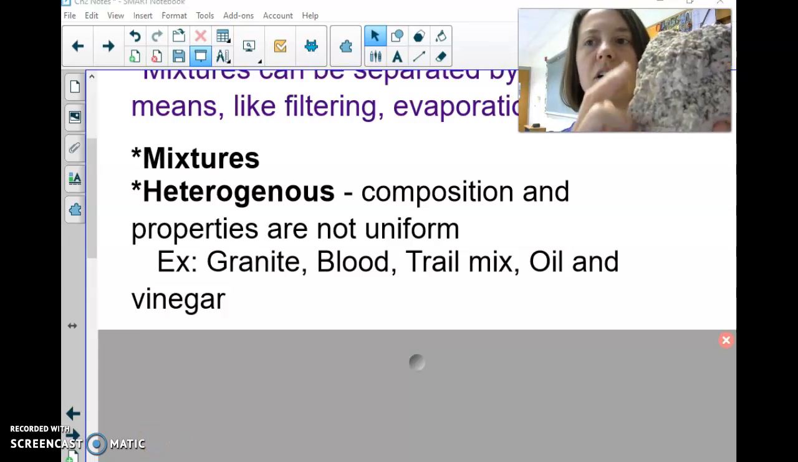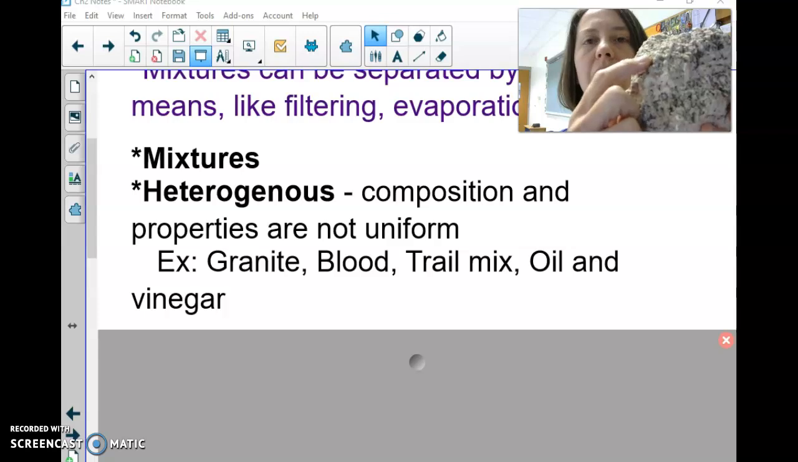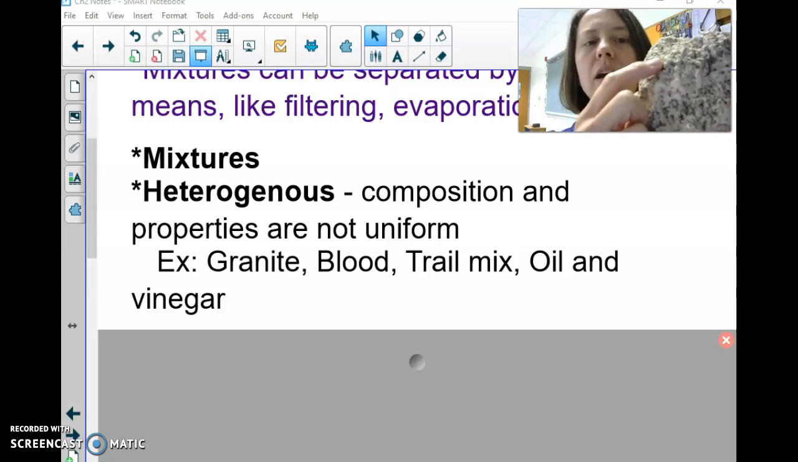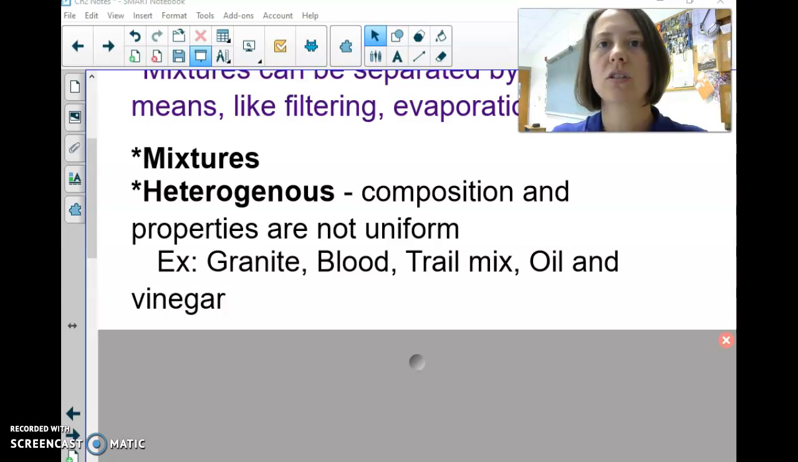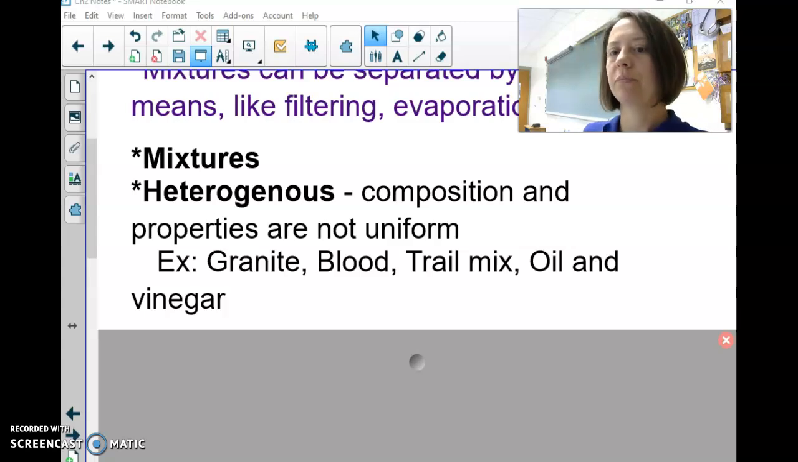Granite is heterogeneous. I'll show you a picture of that. Okay, so you've got the granite, and you can see these little black bits are different. That's the mica, and it's different than these little pink bits, which is the feldspar, which is different than these little white bits, which is the quartz.